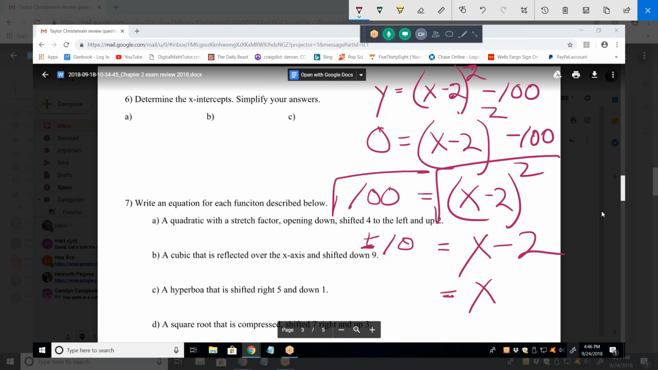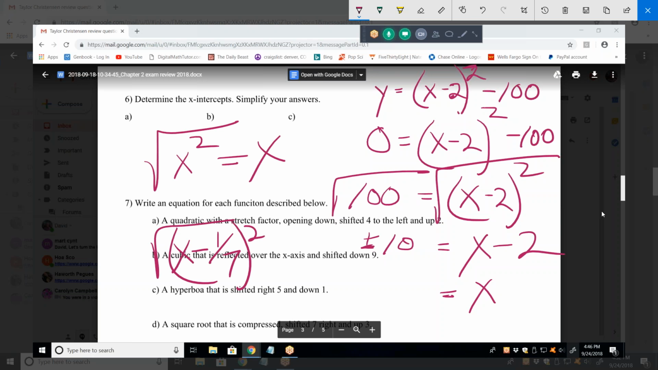If I have x squared and I take the square root of that, that's x, always. If I have the square root of x minus 1/7 squared, what is that? X minus 1/7. In other words, the square root eliminates the square. So this square root sign eliminates that.